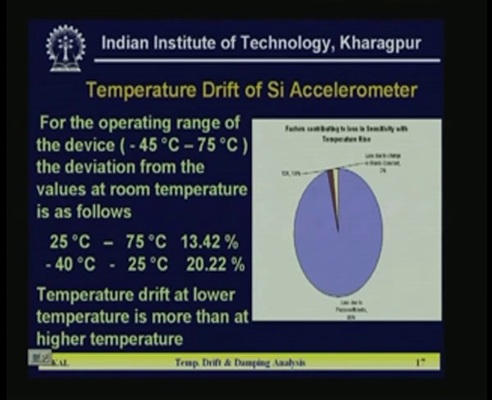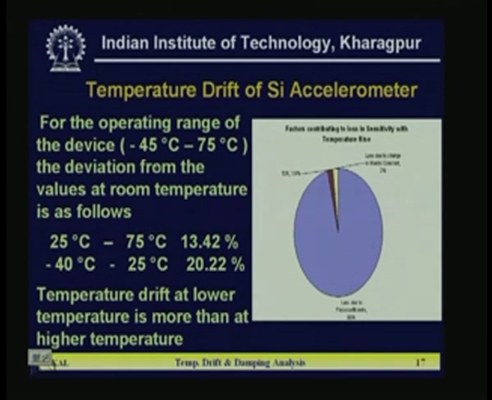Factors contributing to loss in sensitivity with temperature rise. Here the TCR variation is 1.9%. Loss due to change in elastic constant is 2%. So almost the same in both cases, and the rest of the 96% is loss due to piezo coefficients, pi nt or pnt. So only 2% for TCR and 2% for elastic constant. The rest of the variation is responsible for change of piezoresistive coefficient, the second parameter, which is much more dominant.